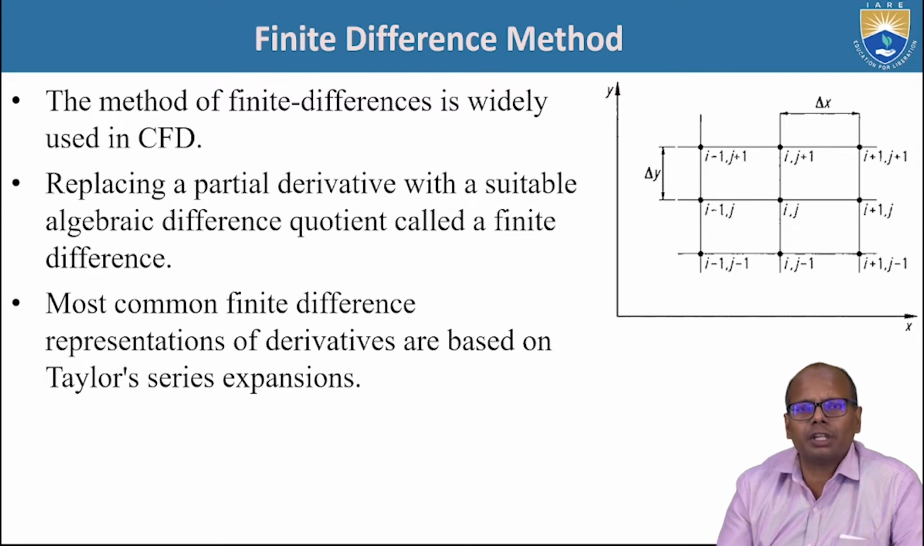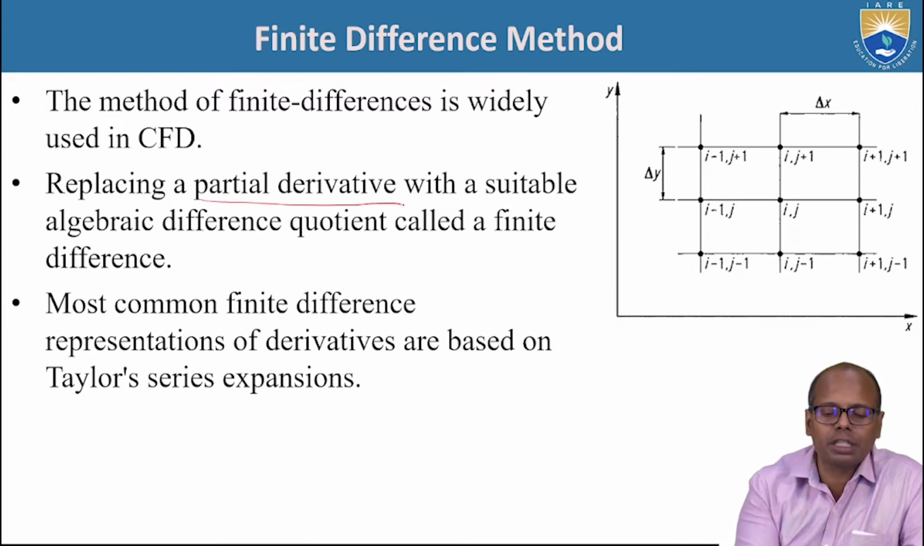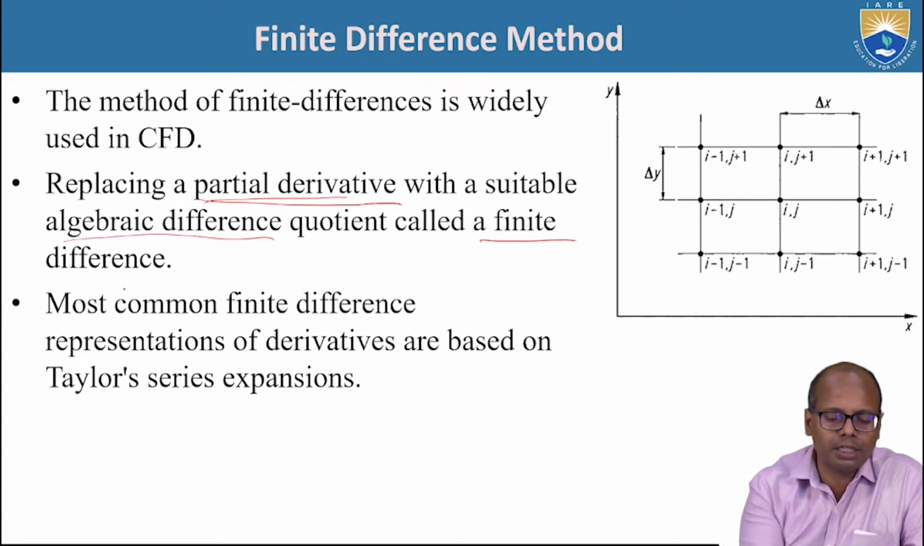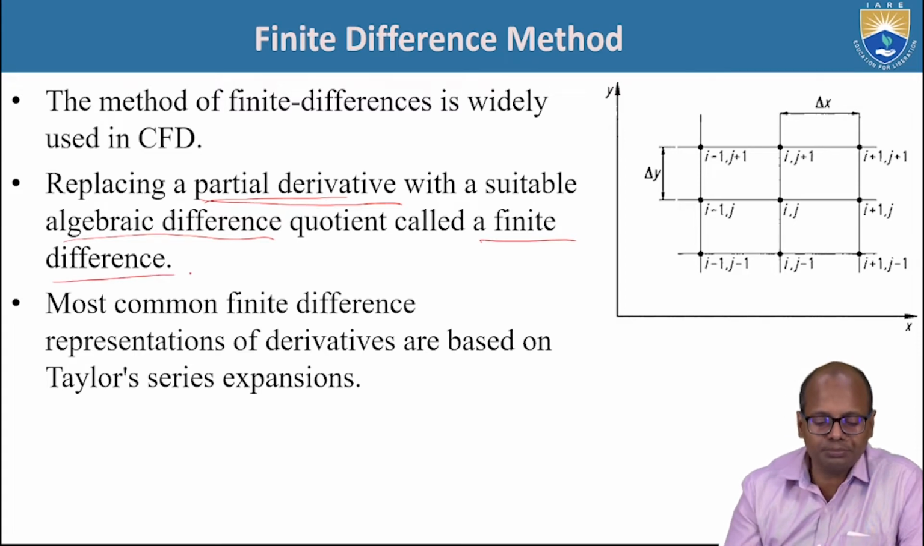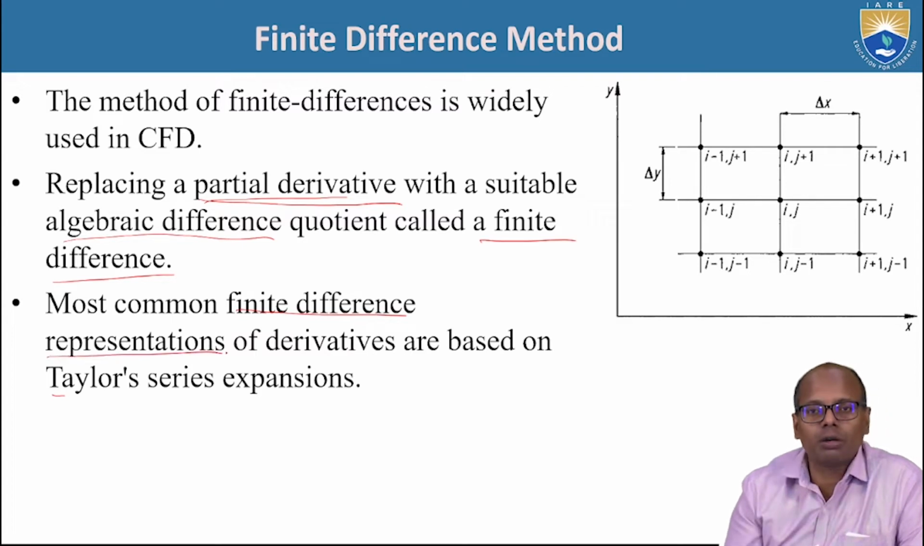Now what is this finite difference method all about? The finite difference method is nothing but replacing the partial differential terms with algebraic difference terms. The partial derivative terms are replaced by algebraic difference terms. So that is called the finite difference method. The finite difference representations are based on the Taylor series expansions.